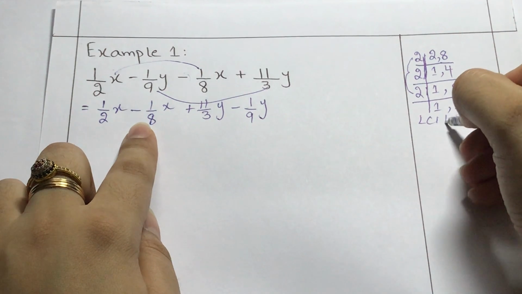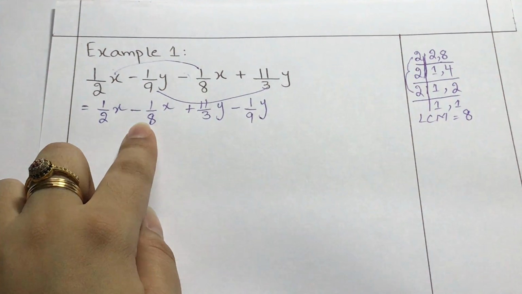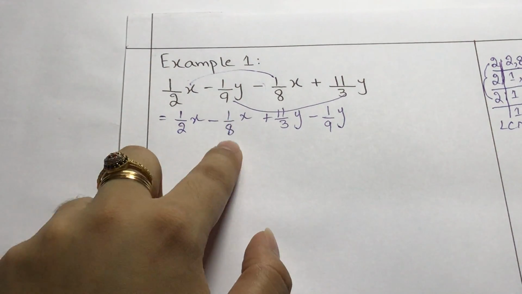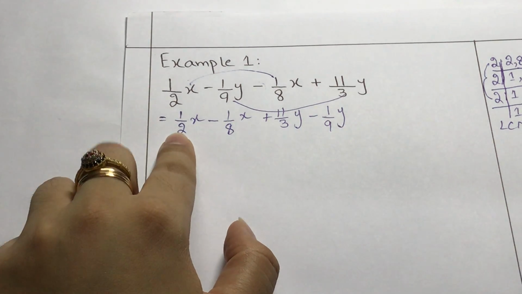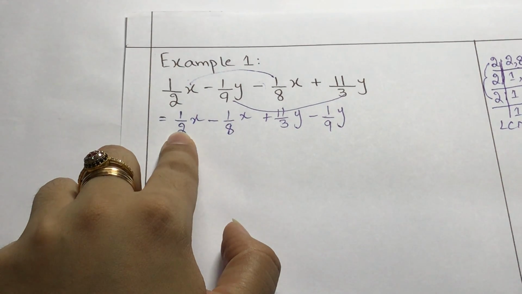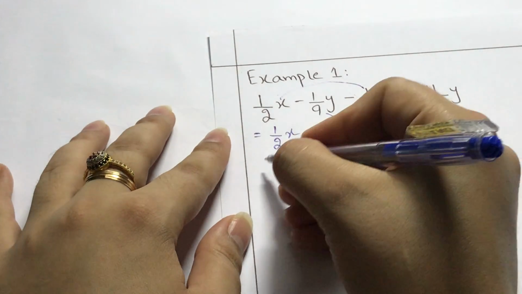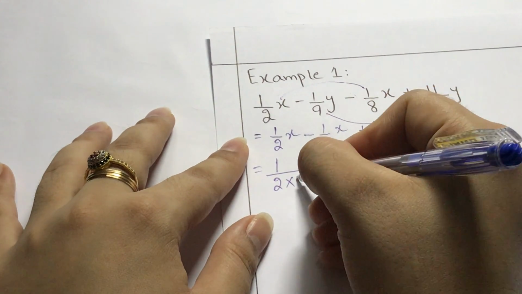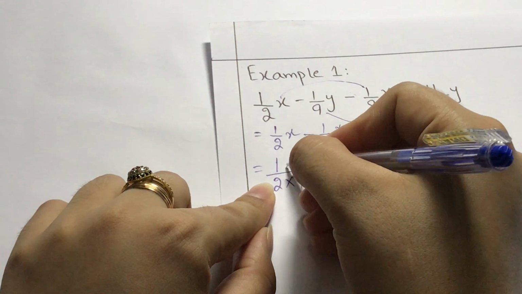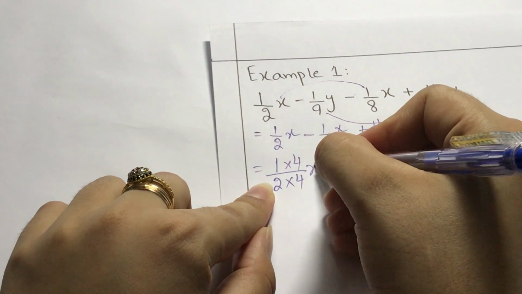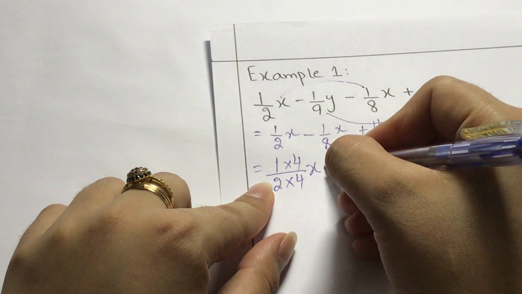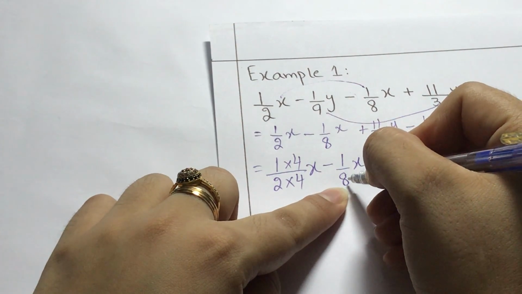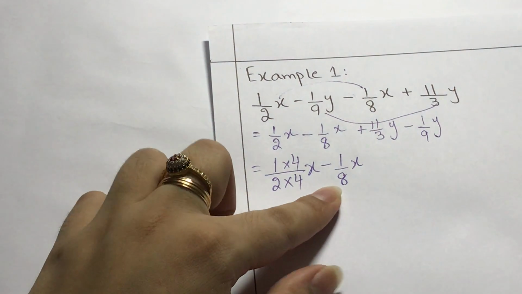So the LCM of our first pair should be 8, right? It's 8, so our denominators should be 8. Here we have 8, so we need to make the denominator of our first fraction 8. So we will multiply our first fraction by 4, because 2 fours are 8, and always multiply the numerator and the denominator with the same number, right? Minus 1 over 8x as it is. No need to multiply this fraction because its denominator is already 8, right?